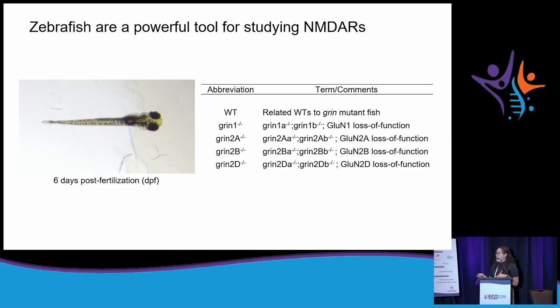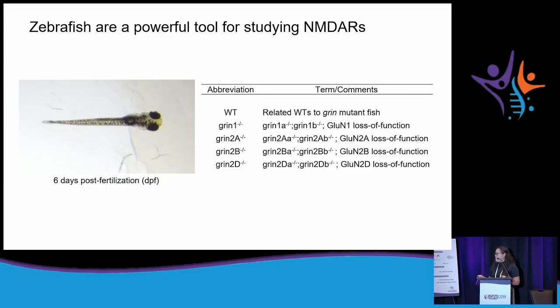So when I'm talking about the loss of function of these genes involved in early neurodevelopment that I'm interested in, the fish that I'm using are loss of function for both functional paralogs. They don't have it at all. And then the wild types I use in my experiment are those most closely related to each individual mutant group of fish.